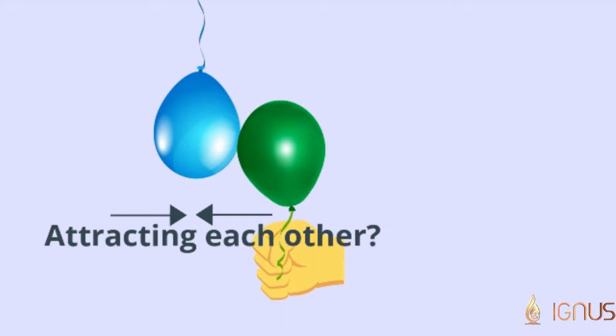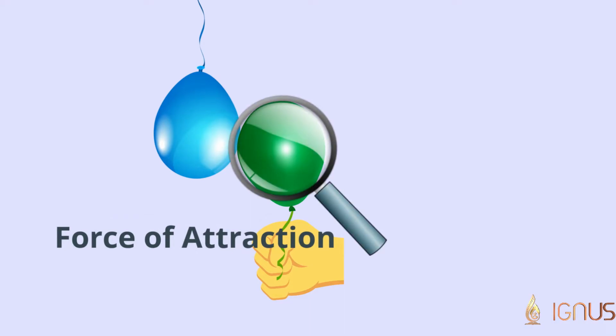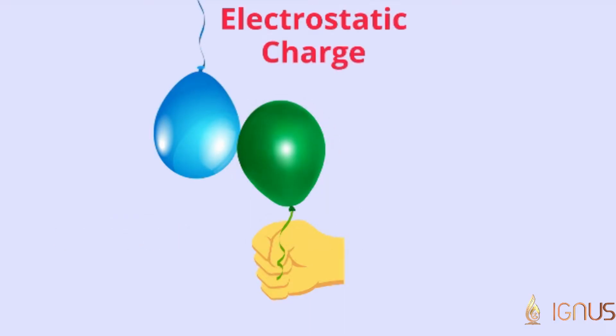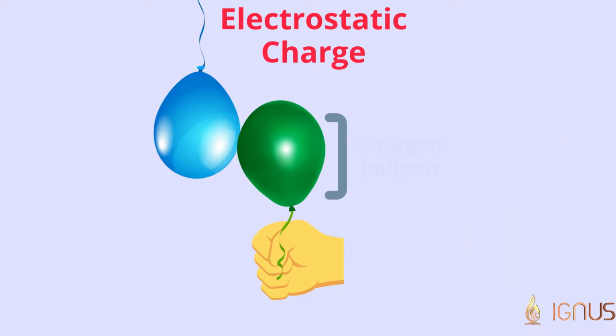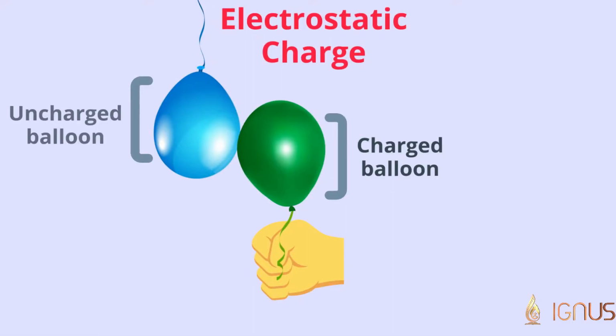Something must have happened to this balloon after we rubbed it with the woolen cloth. We can say that this balloon acquired something from the cloth after rubbing, and that something is what we call electrostatic charge. So this balloon is charged now, and this charge is responsible for the force of attraction between the two balloons. What about the suspended balloon? We call it the uncharged balloon. It doesn't have any charge as we haven't rubbed it with anything.